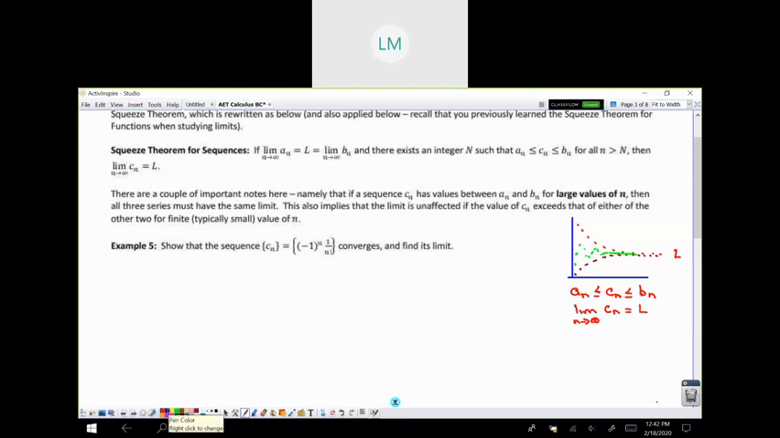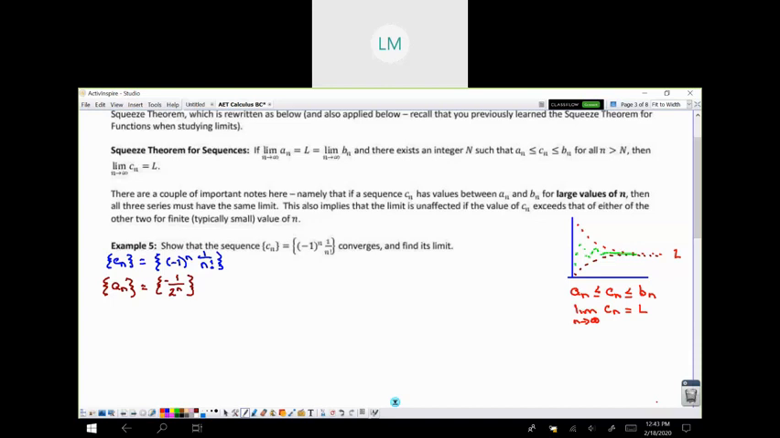Okay, so we want to show that this sequence converges and find its limit. So we have that c sub n, it's an alternating sequence. So we have negative 1 to the n over 1 over n factorial. So we need to find a sequence that behaves similarly, or at least that we can define. So if you flip back to the front page, the factorial function will grow faster than any exponential function. Okay, so that gives us some information. So let's define an a sub n. And we're going to define that as negative 1 over 2 to the n.